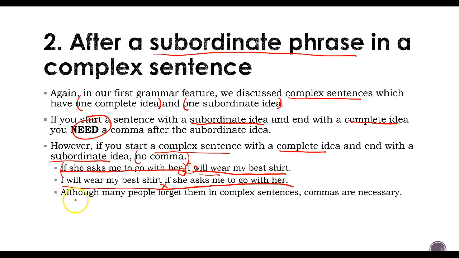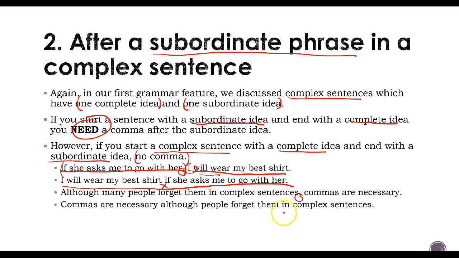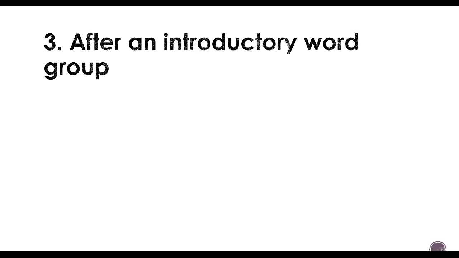Here's another example. Although many people forget them in complex sentences, commas are necessary. And again, if we flip it around, commas are necessary, although people forget them in complex sentences. So there you go. Rule number 2. Also, you might remember from the first grammar lesson, make sure you use a comma after a subordinate phrase in a complex sentence. Rule number 3.